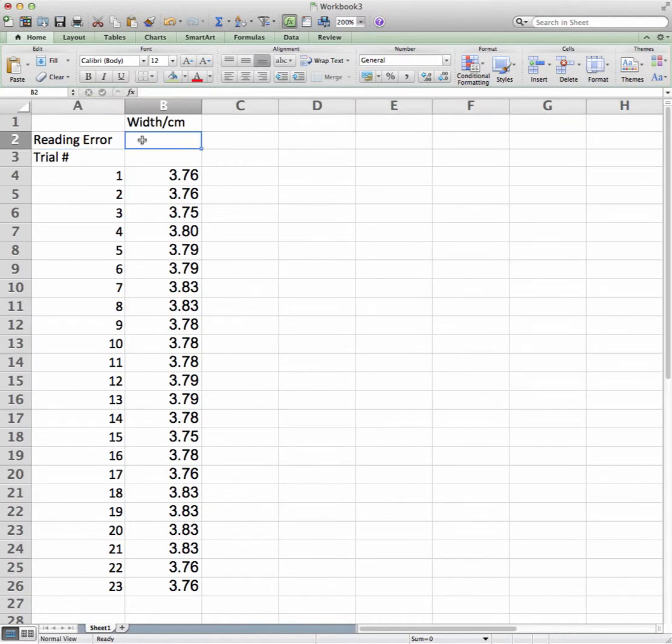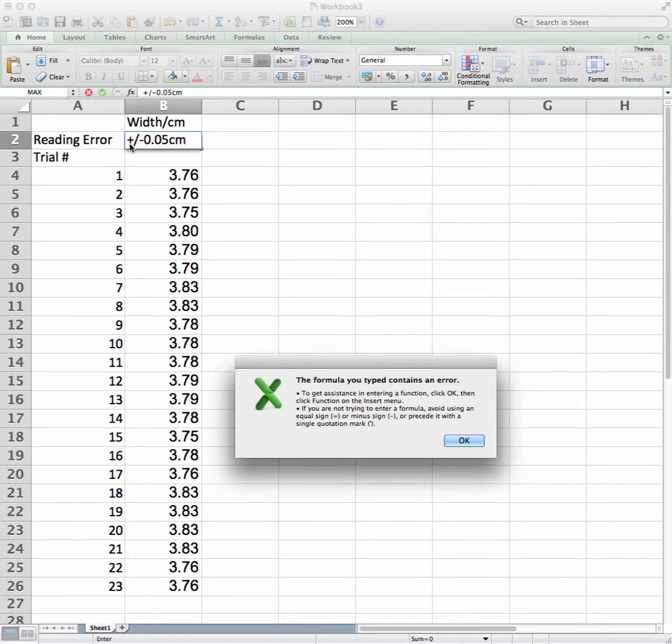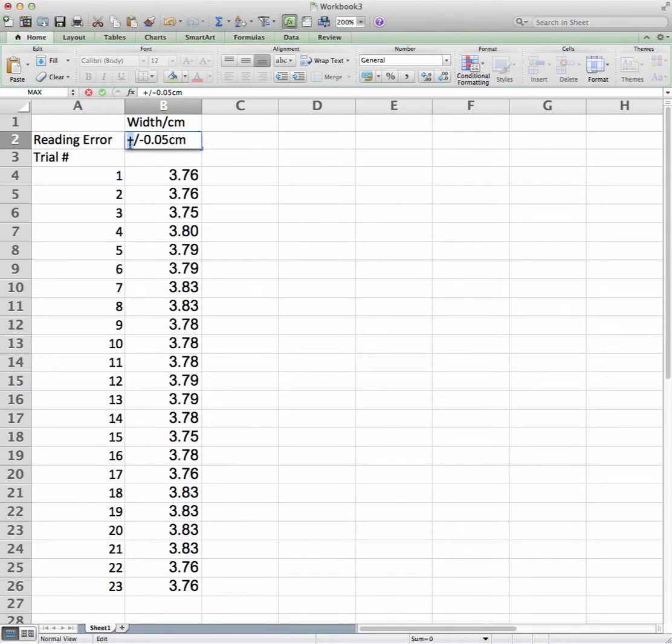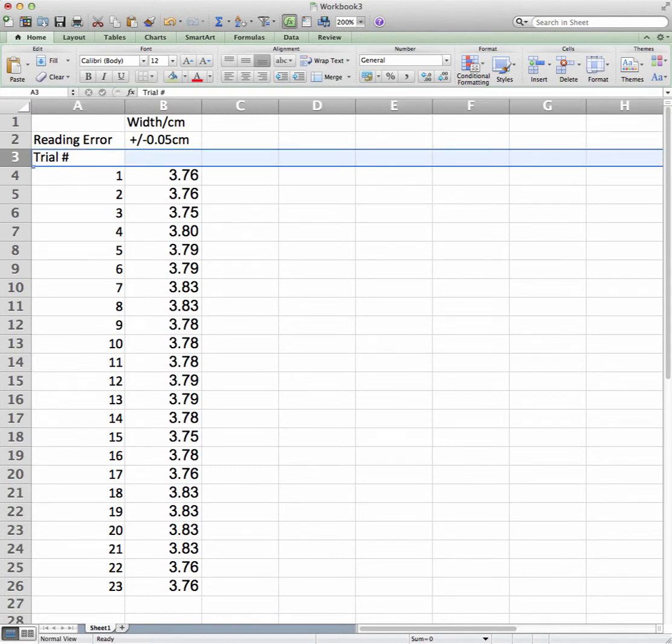Now, let's assume this was collected with an analog device. So I would hit plus or minus 0.05 centimeters. And I hit return, you'll notice I get an error. And that's because it thinks I'm trying to do a formula. The simple way to fix that is to put a space in front of it, and then it recognizes it as text. The next thing I want to do is move this down a little bit more.